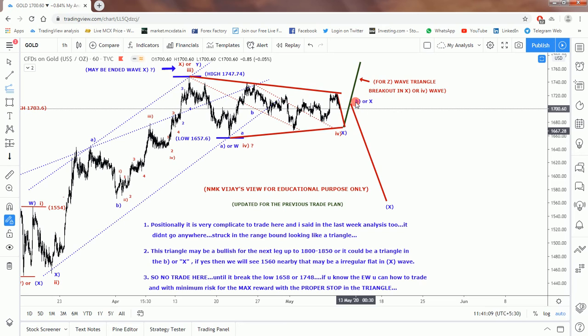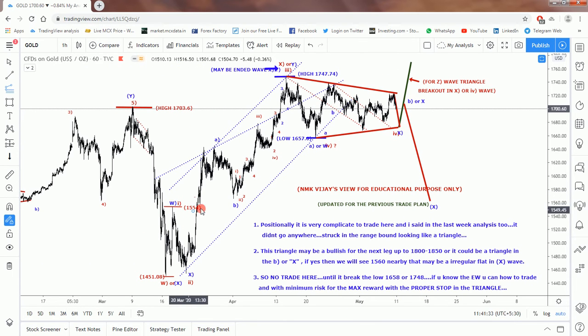So whether if it is in a triangle in the B wave, so A, B, C, D, it has to finish from here, and then again E, so A or W, B or X, and then again it has to fall in a three-way structure to that 1560 or 1550, 1554, the high. So there is a chance for making this a running flat.